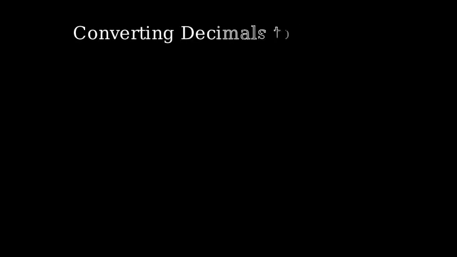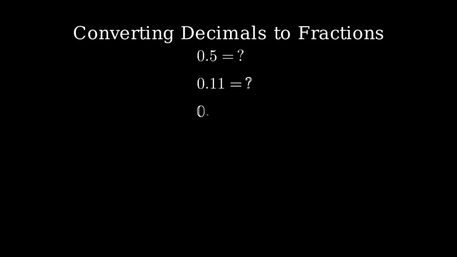In this video, we'll learn how to convert decimal numbers to fractions. We'll look at three examples, converting 0.5, 0.11, and 0.105 to fractions. Before we dive into specific examples, let's understand the general process for converting a decimal to a fraction.